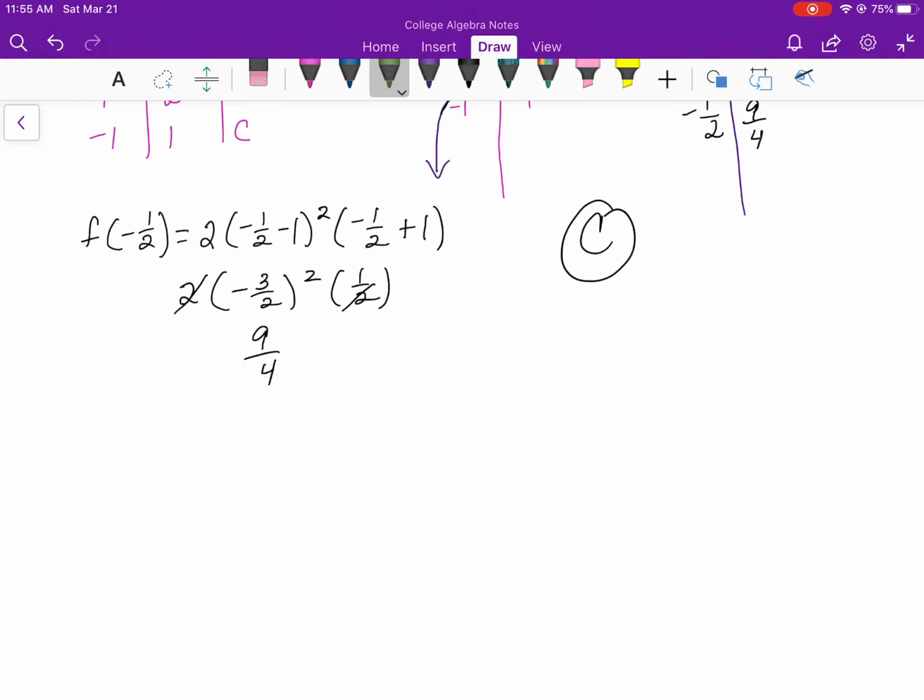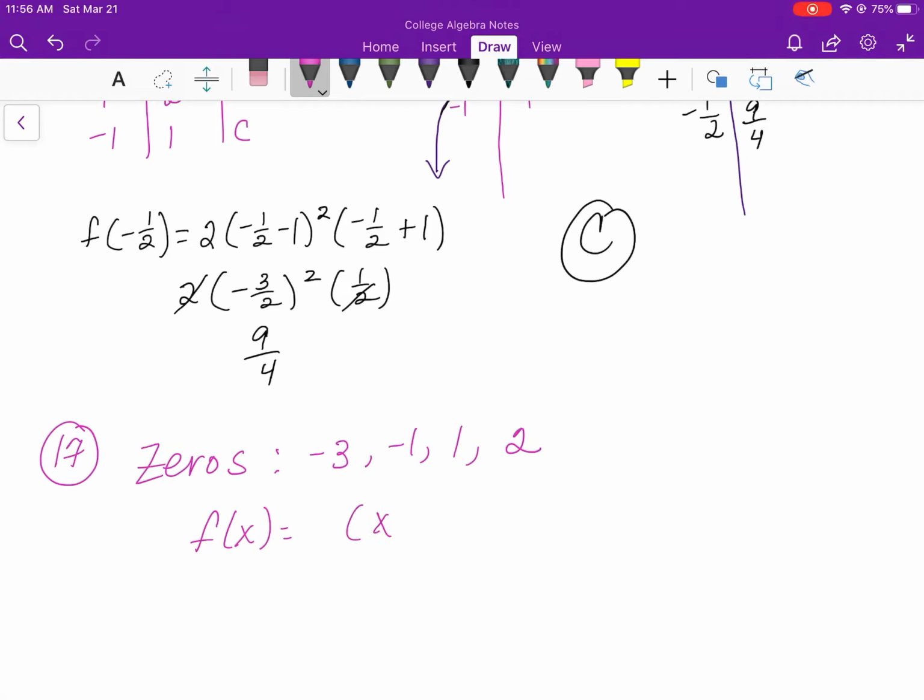Okay, use the graph to factor. All right, the first thing I'm going to make note of on number 17, when I look at the graph, my zeros are -3, -1, 1, and 2. So far I know that I will have x plus 3, x plus 1, x minus 1, and x minus 2. Now it looks like the graph crosses at each, so they're all going to have an odd multiplicity.